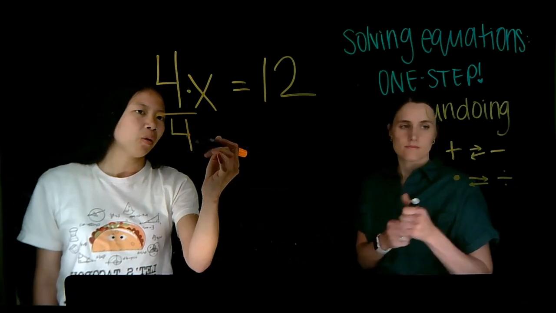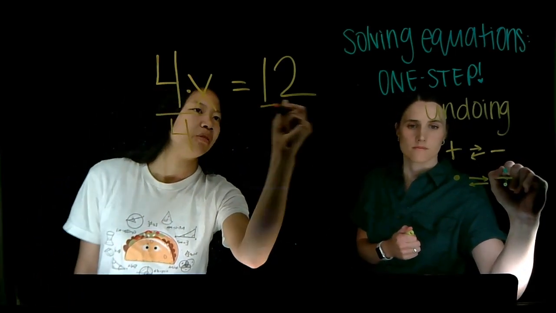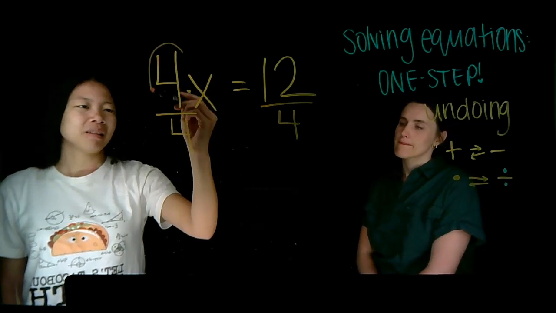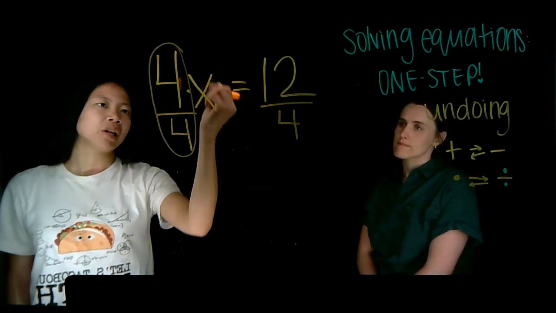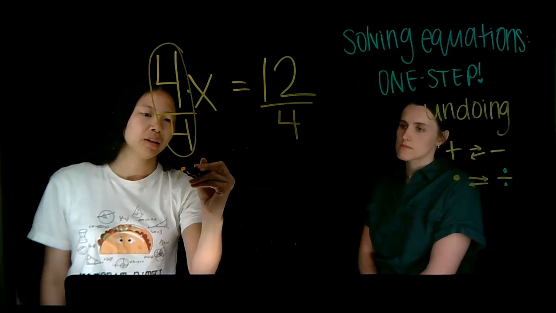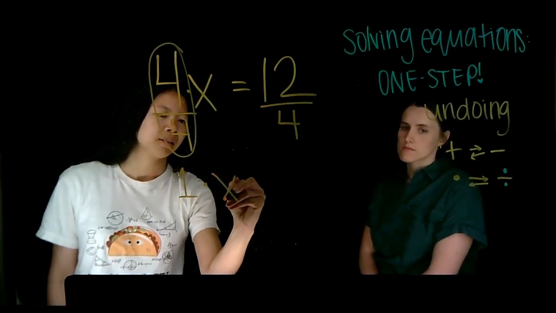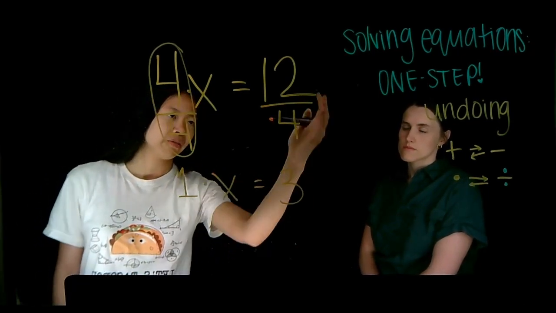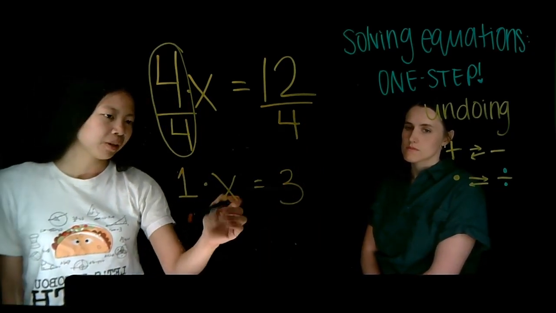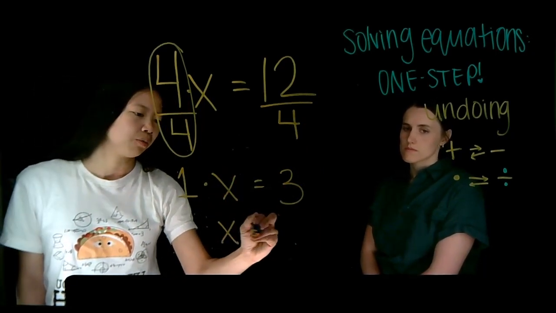When I divide by 4 on this side, I've got to do the same thing over here. Thanks, Emma. This doesn't make a 0, but this does make a 1, which still works in this case, because 4 divided by 4 is 1. 1 times x equals 12 divided by 4, which is 3. And this is okay, because 1 times anything, that's the identity property, so we're just left with x equals 3.